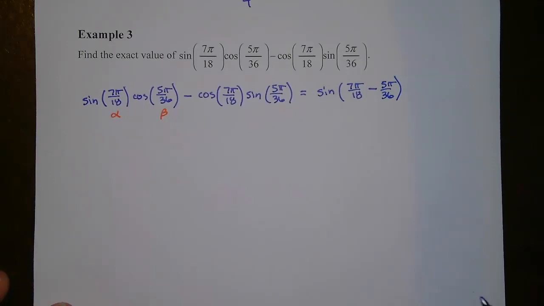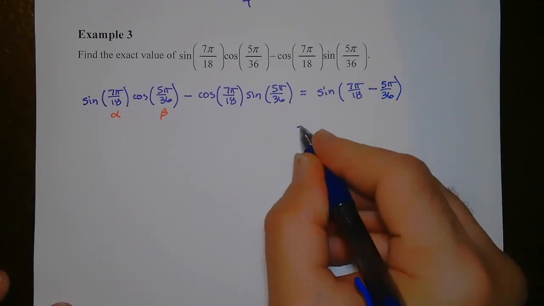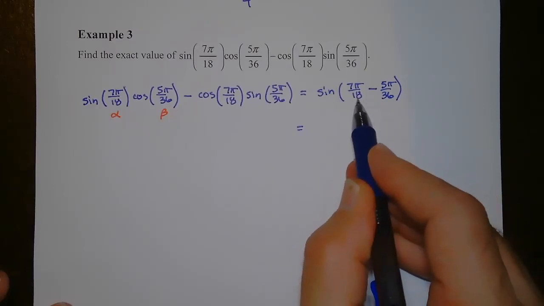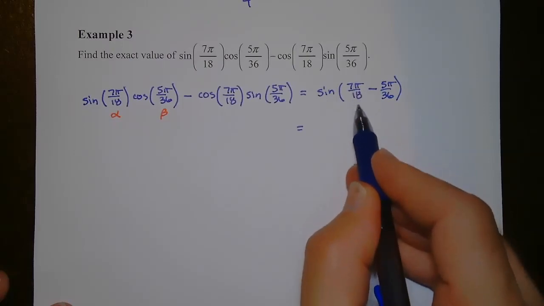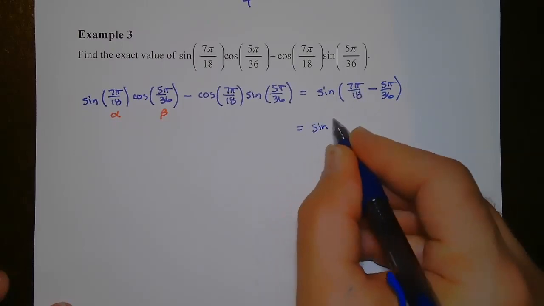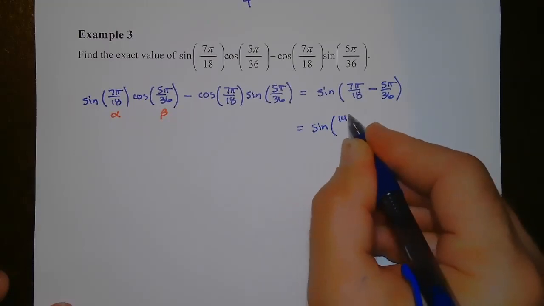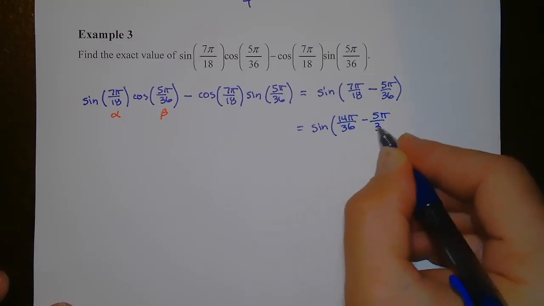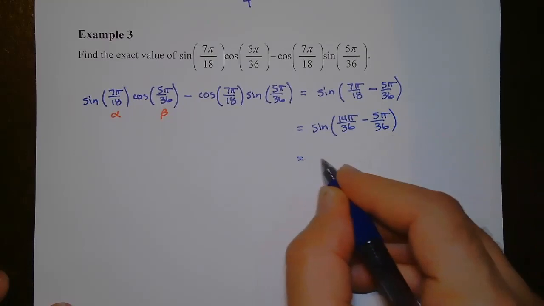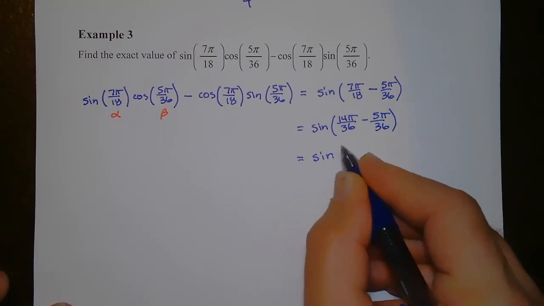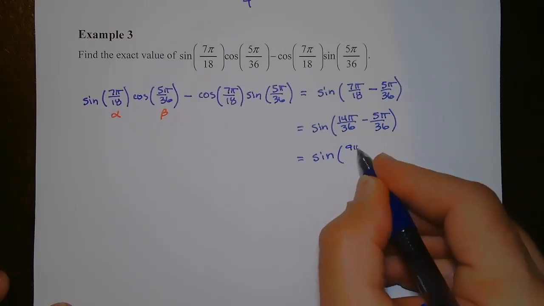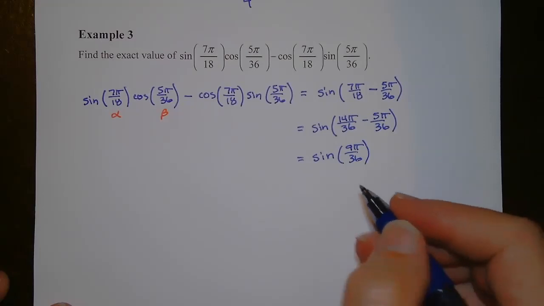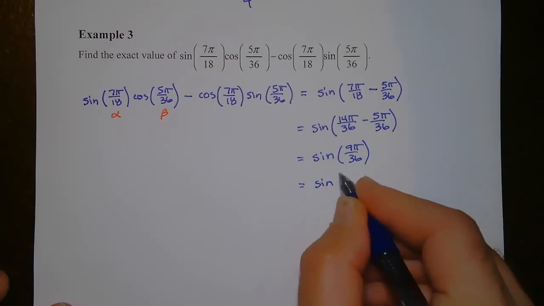I want to find the exact value of this, and I can do that. What I'm going to need to do is get a common denominator. 18 times 2 is 36, so I just need to multiply top and bottom by 2. So this becomes sine of 14 pi over 36 minus 5 pi over 36. This becomes sine of 9 pi over 36, and 9 pi over 36 reduces. This becomes sine of pi over 4.